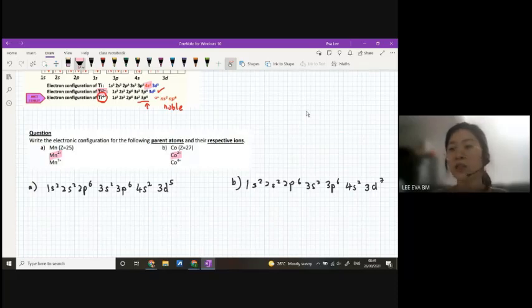Just some reminder to you, everything that we learn in 2.2 and 2.3 will be continued in chapter 3. In 3.1, we still use electronic configuration. And how are we going to match it into the periodic table? So you need to really understand the valence electron, the electronic configuration, and so on. So it will be easier when we come into chapter 3. Okay?